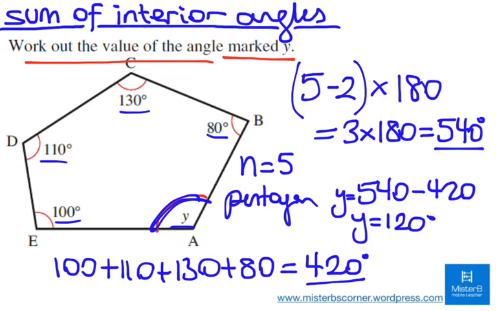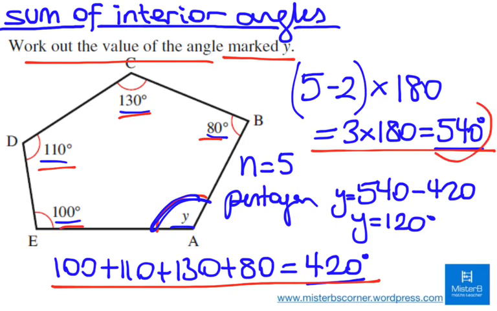So basically, find the sum of interior angles for the polygon given, and then find the sum of all the angles that we know, and then find the difference between these two to find the measure of the missing angle. So this is how you can use arithmetic to find out the answer.